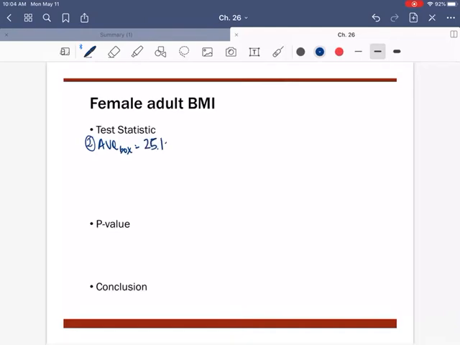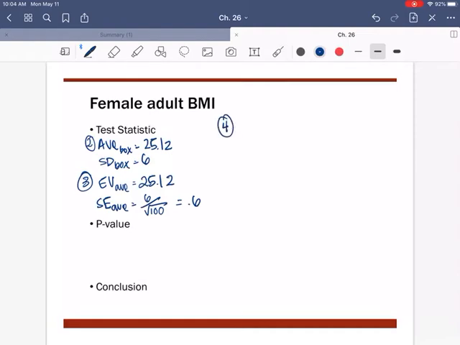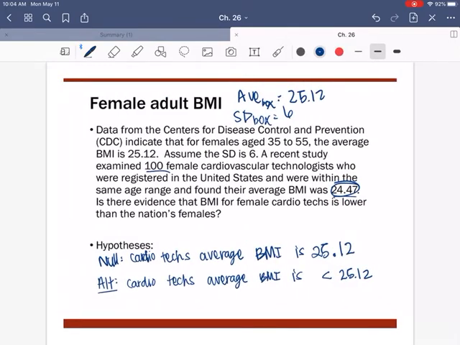So step 1, we're talking averages, so we don't need a box model. Step 2, we were given the average, 25.12. Let me double check that number. Yes. Standard deviation, we were told, is 6. Step 3, we'd expect an average of 25.12, because that's the number we were told, with a standard error of standard deviation divided by the square root of the number of draws. So 0.6.